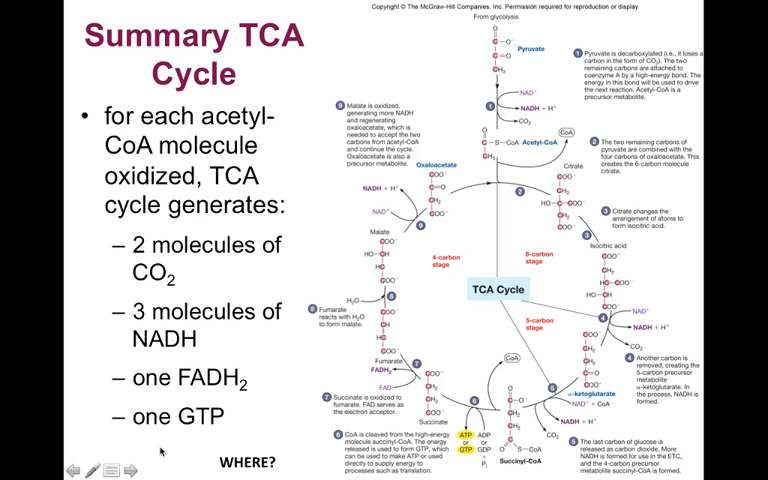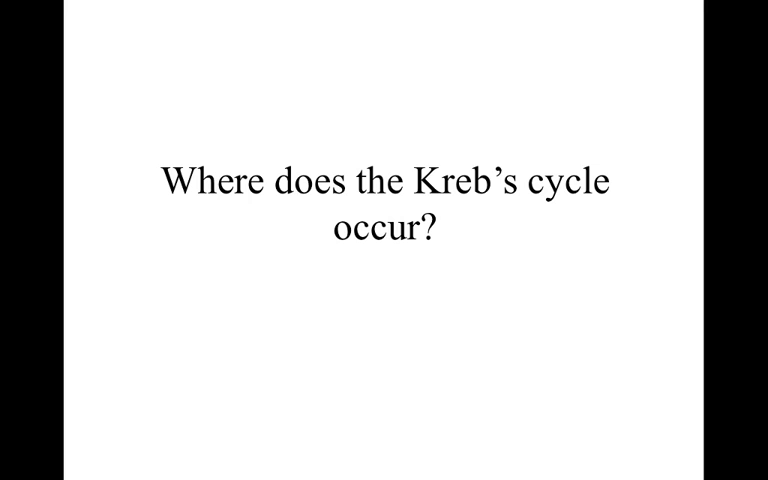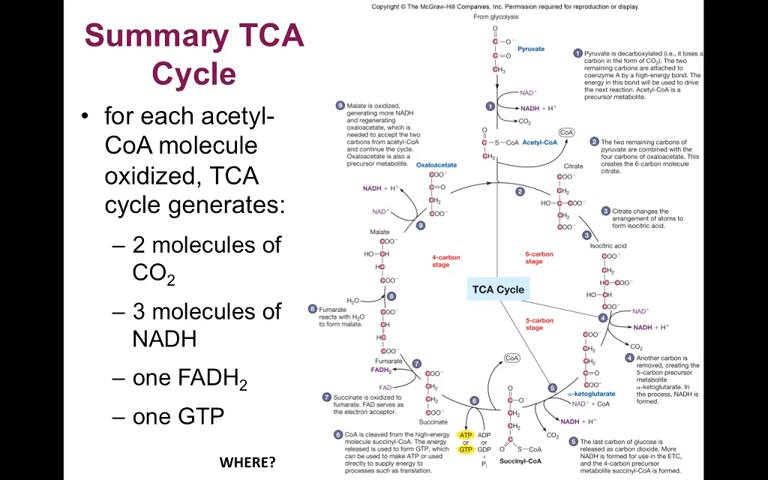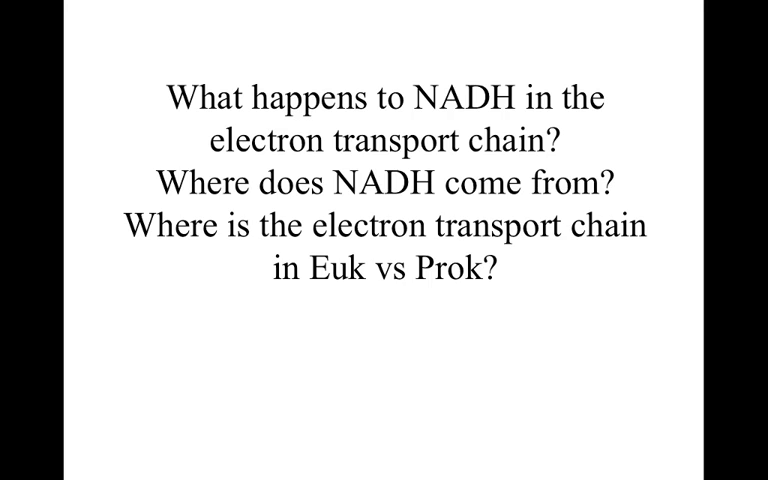The citric acid cycle happens in the inner mitochondrial matrix of eukaryotic cells, and it occurs in the cytoplasm of prokaryotic cells. Where does the Krebs cycle occur? Oh, I just answered that question. It occurs in the inner mitochondrial matrix of eukaryotic cells, and in the cytoplasm of prokaryotic cells.